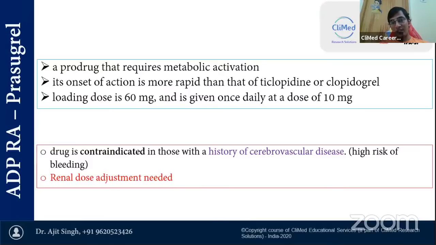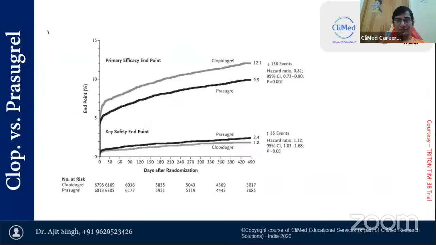We need the dose adjustment in the case of prasugrel. In the case of ticagrelor and clopidogrel, especially ticagrelor, we do not need the renal dose adjustment, but in the case of prasugrel we need to adjust the dose.